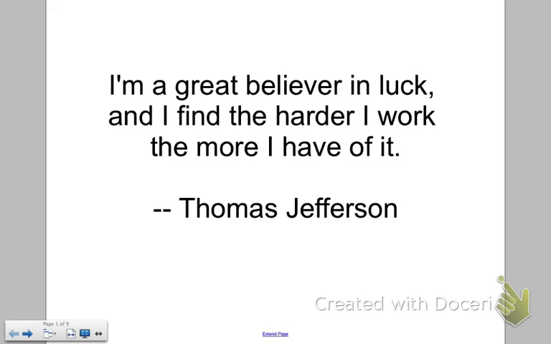This lesson's quote is, "I'm a great believer in luck, and I find the harder I work, the more I have of it," by Thomas Jefferson. Working hard in this class is going to be extremely important.